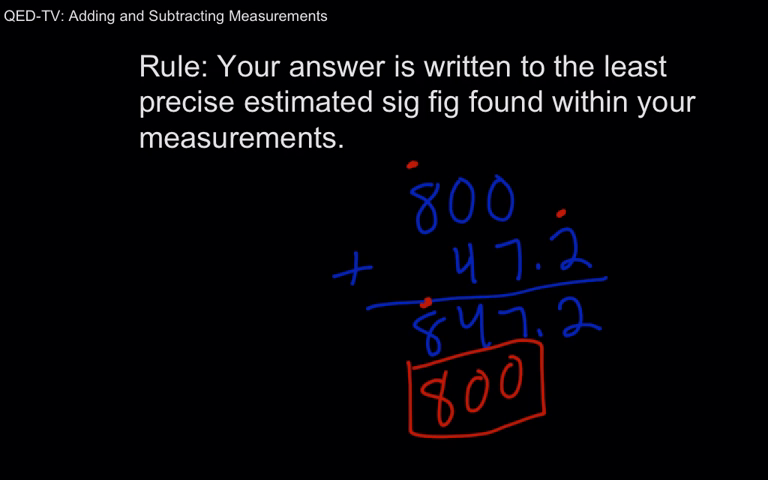So that's the rule for adding and subtracting. You need to round your answer to the least precise estimated sig fig that you find within the measurements that you're adding. Now, all these could be minuses too. If I just subtracted them, I could do that on the calculator. It's still the exact same rule. I would still have to subtract these, and for this problem, I'd still have to estimate to the hundreds position. So hopefully that helps you learn how to add and subtract measurements.